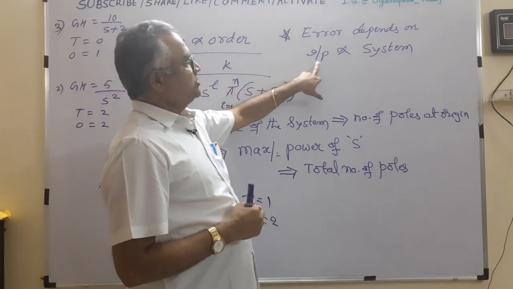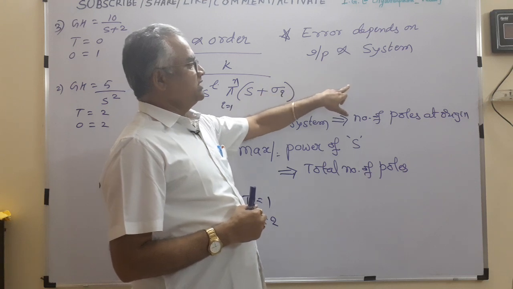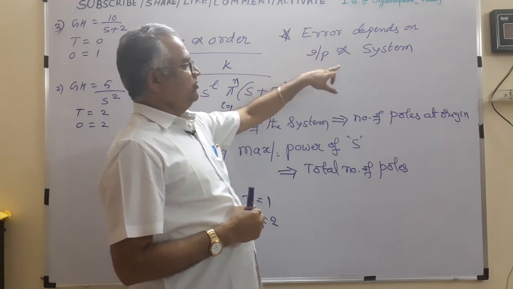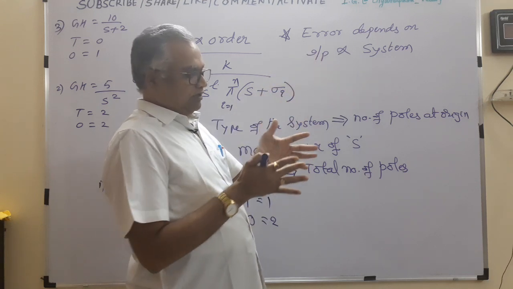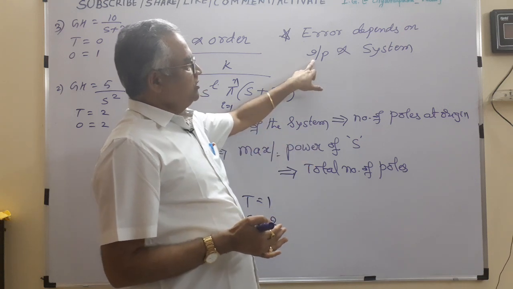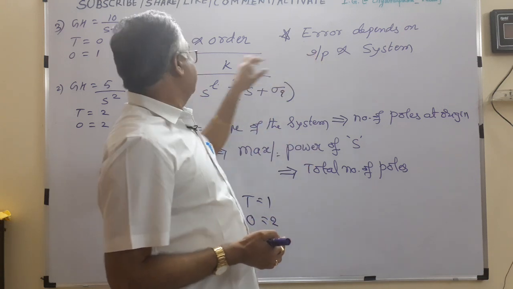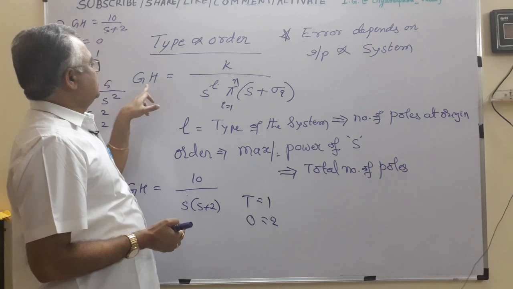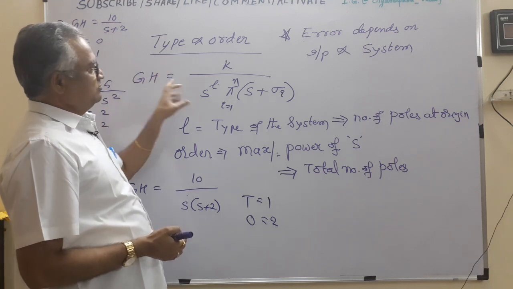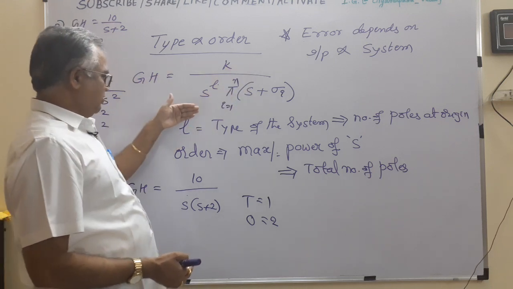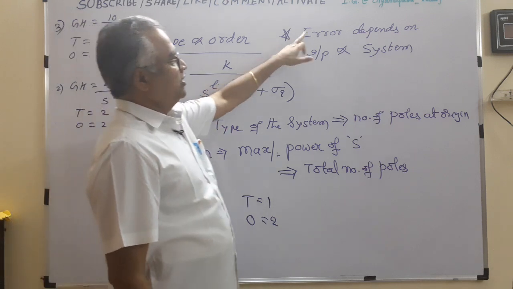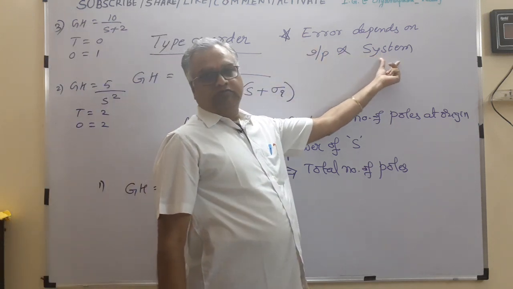Because depending on the step, we used 1 by 1 plus Kp. If the input is a ramp, we used 1 by Kv. So that formula depends on input. And within the formula, GH is there. GH is the loop gain of the system. The system is described with the type and order. That's why error depends on input and also system.